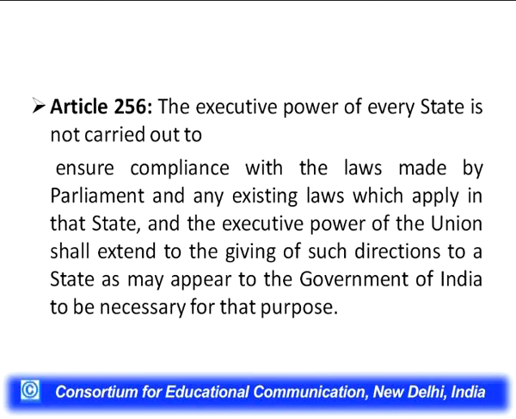The other ground that is specified is Article 256 of the Constitution, and it provides that if the executive power of the state is not carried out in accordance with the directions issued by the union executive. As far as Article 256 is concerned, here the central government is empowered to give directions to the state government as to what needs to be done to ensure compliance with the law made by Parliament and any existing law which may apply in that state, and the executive power of the union shall extend to giving such directions to the respective state government for this purpose.